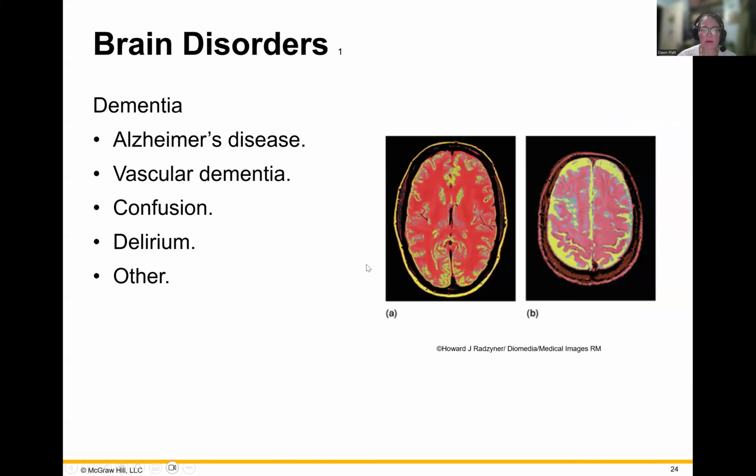Disorders of the brain and the cranial nerves. So in the brain, we have dementia. This is a really, really common one. And there's different types of dementia. Dementia is what we consider an umbrella term, and then there's different forms of dementia underneath that. And Alzheimer's disease is just one form of dementia.